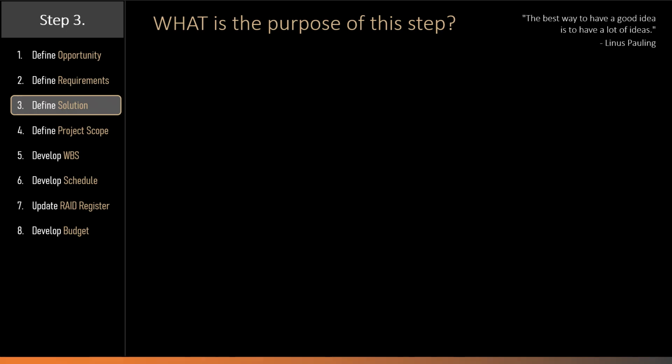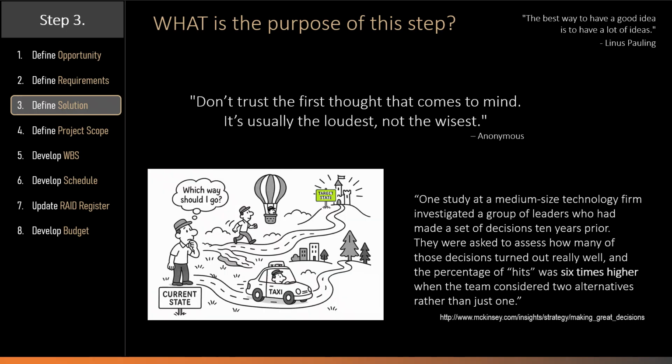The first heuristic is this: don't go with the first idea that comes to your mind. It's rarely the best, it's just the loudest. As highlighted in a McKinsey article, teams that consider at least two valid alternatives are up to 6 times more likely to identify a successful solution. Just as a mountain can be climbed from multiple paths, most problems can be solved in different ways. In other words, the best way to get a good idea is to consider a lot of ideas.